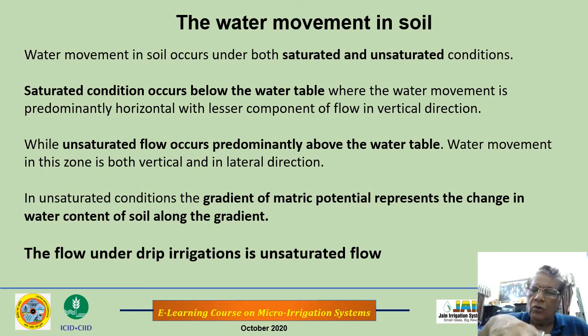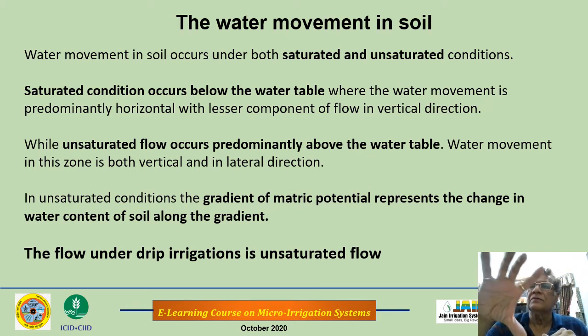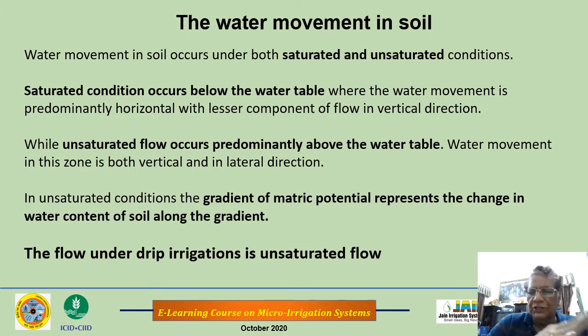Then, unsaturated flow condition occurs above the water table. So within the zone from the water table surface to the soil surface, the flow of water is in unsaturated condition. And in unsaturated condition, the movement of water is basically under the gradient of matric potential. Matric potential means the force by which the soil is holding the moisture. And the change in the matric potential gradient shows the movement of soil water along the gradient.